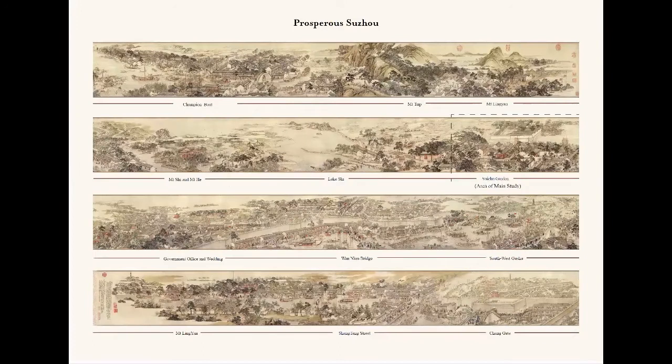The painting Prosperous Suzhou is well known in China. It is 12 meters long, made by Xu Yang in the 18th century, and took him 24 years. It is internationally important to describe the history of Suzhou. The painting describes terrain, urban landscapes, and daily life of Suzhou. It was a gift for the Emperor Qianlong.